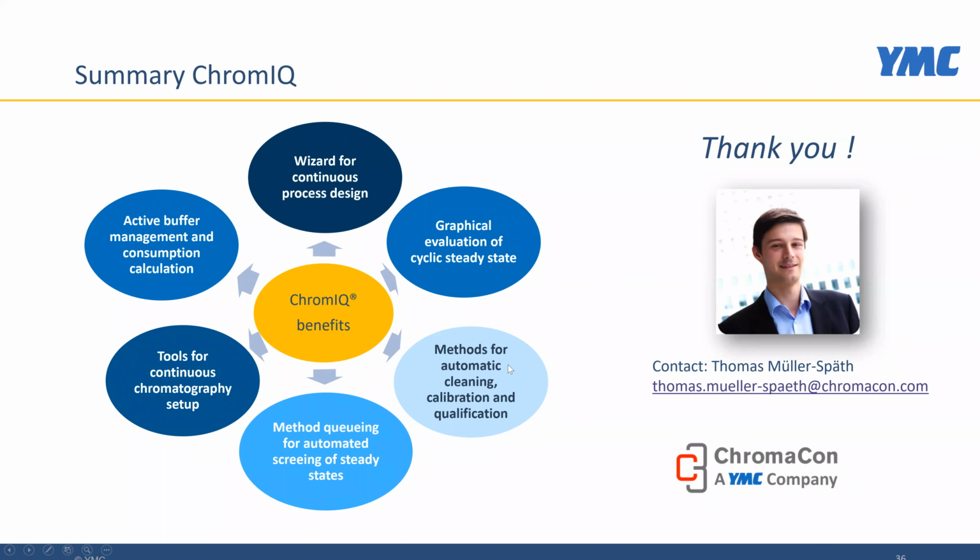We have methods for automated cleaning, calibration, and qualification. I didn't elaborate on that too much, but these methods exist and make it easy to quickly get results in an automated way without user interaction. And finally, we have graphical evaluation of cyclic steady state, superimposing the cycles to check if product quality is consistent from cycle to cycle.